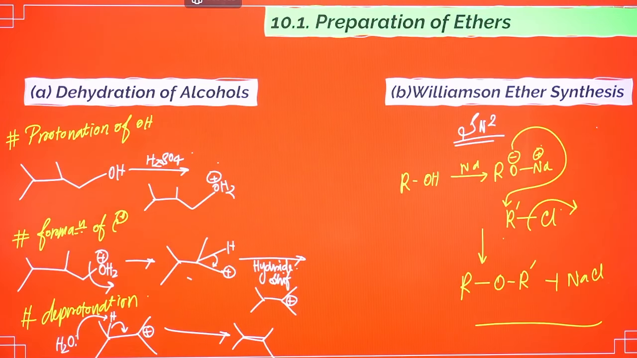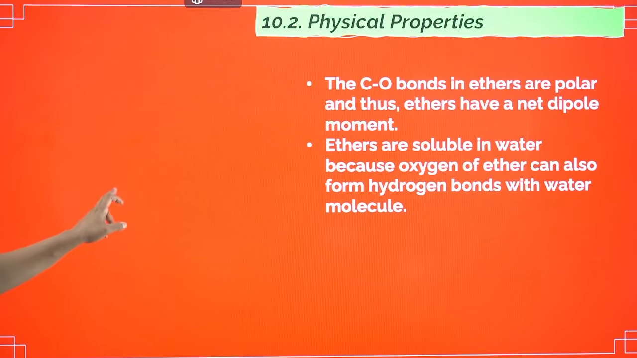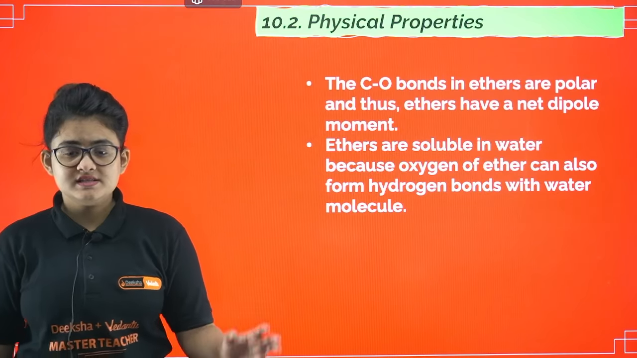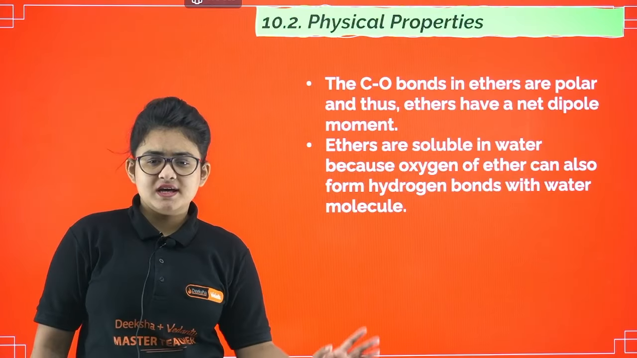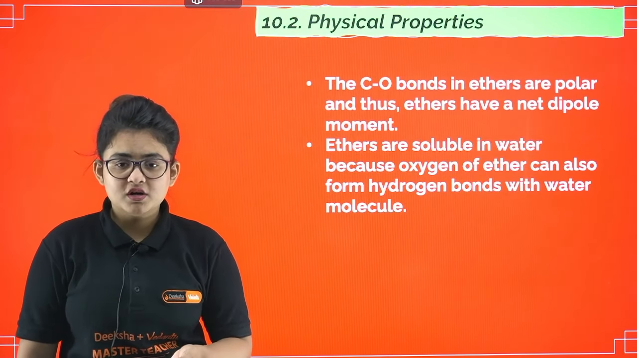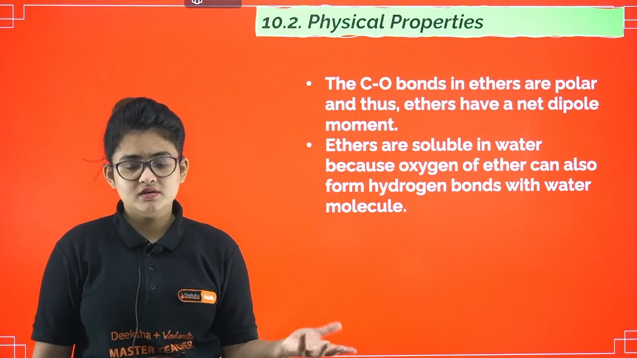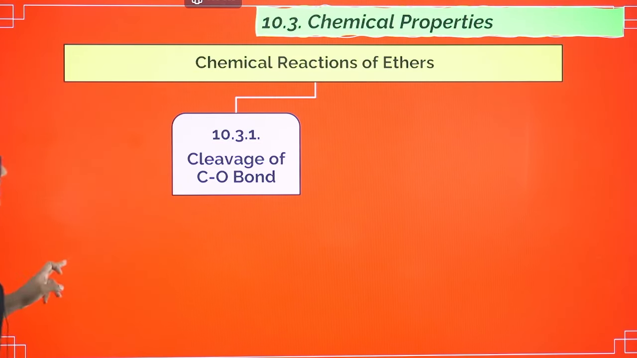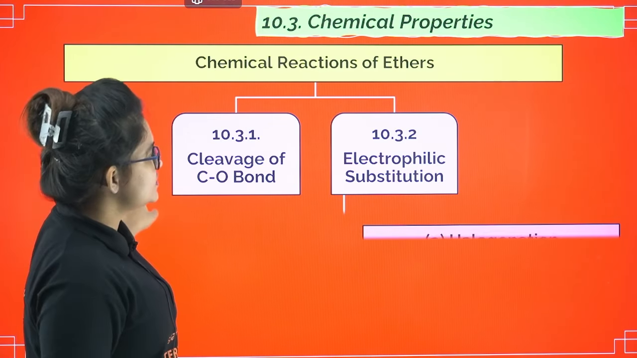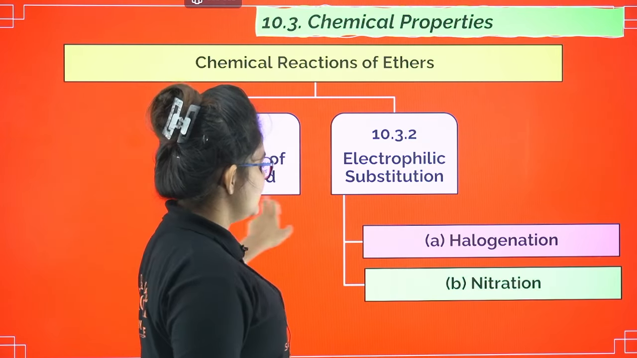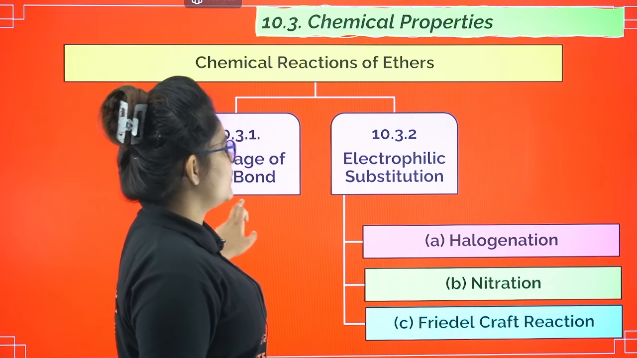Okay, so let's proceed. Physical properties: you can see the carbon-oxygen bond in ether is polar in nature, thus it is having some sort of dipole moment. Next, it is soluble in water because it can form hydrogen bonds, right? Next, we will study chemical properties: reactions involving C-O bond cleavage, and electrophilic substitution. In electrophilic substitution, we will study halogenation, nitration and Friedel-Crafts reaction.